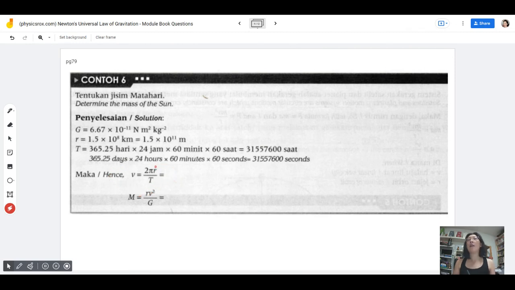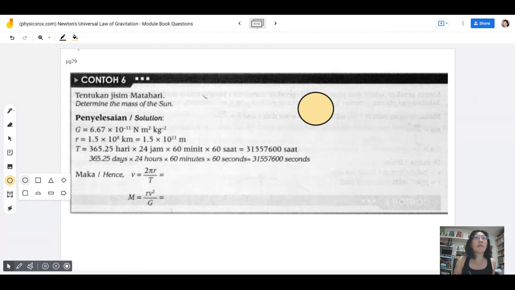So how they got this value basically is because you know that the sun is in the center. Let's say this is the sun, and you know that the earth is rotating around the sun.